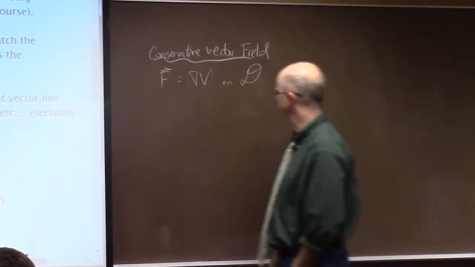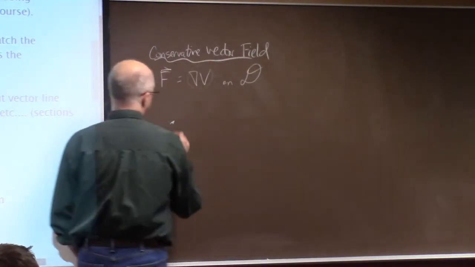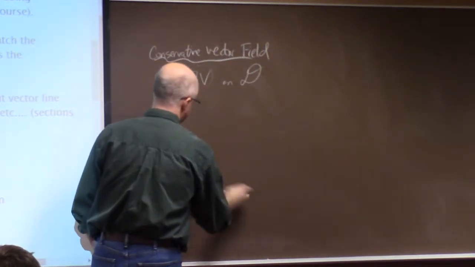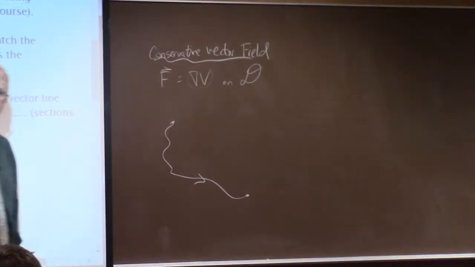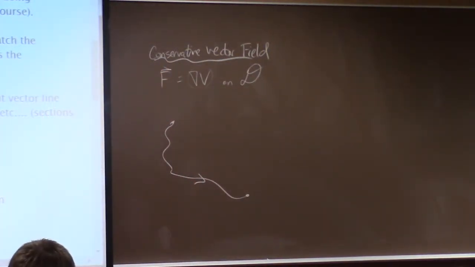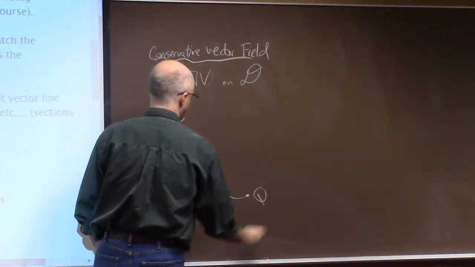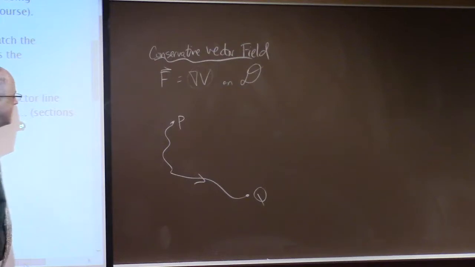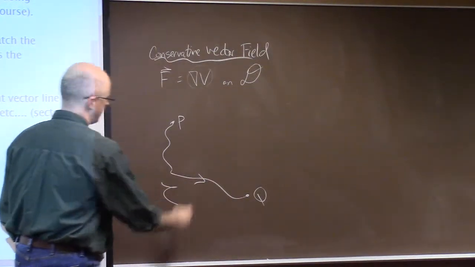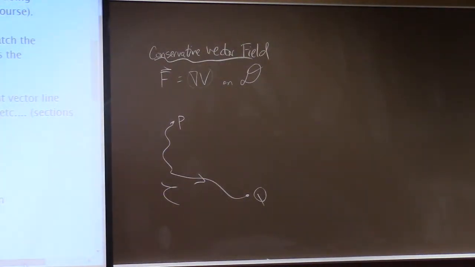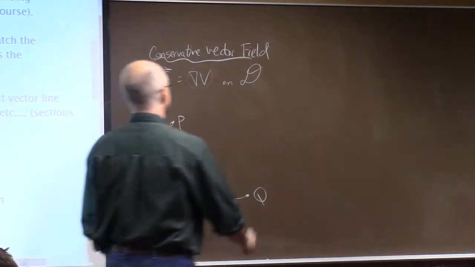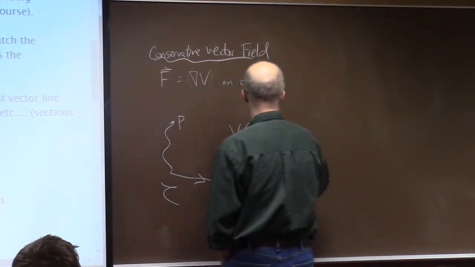And those are very special. One property they have that's very nice is line integrals of conservative vector fields are independent of path. Start at a point P, end at a point Q. Then we have an oriented curve. We do the line integral of f over that curve. We get the same answer no matter what the curve is. We get, in fact, v of q minus v of p.